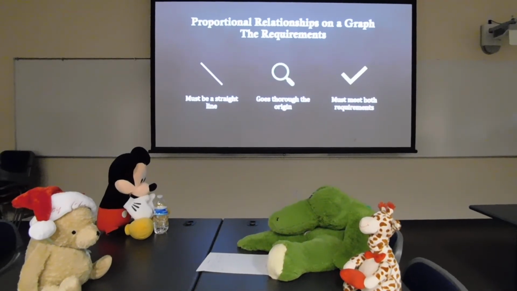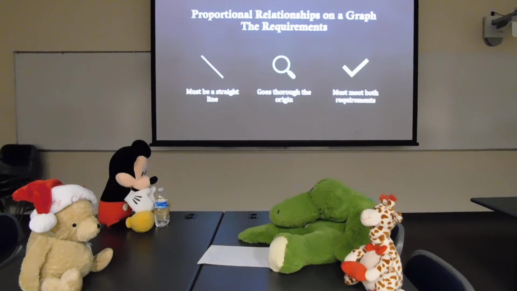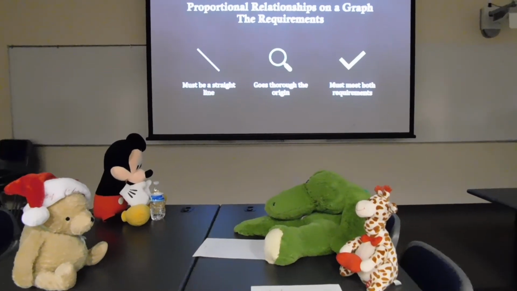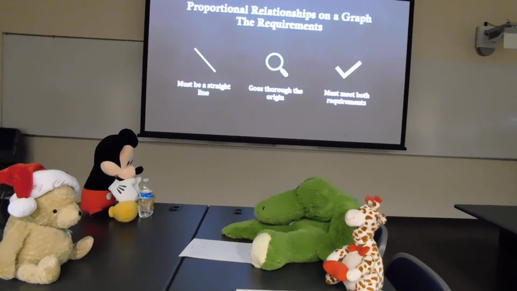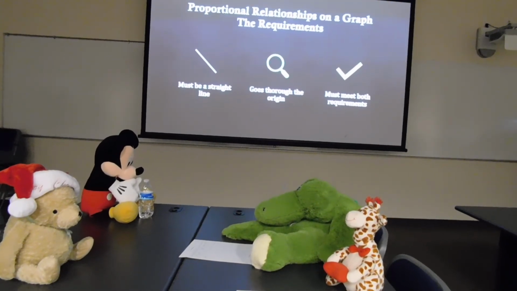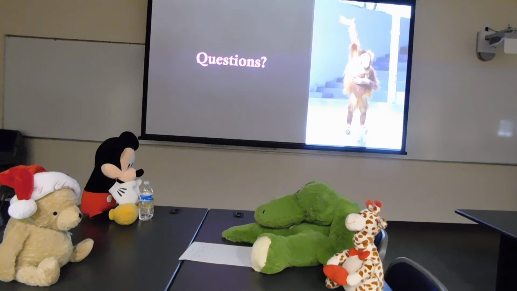Proportional relationships on a graph, the requirements. Let's review it one more time. There must be a straight line, it must go through the origin, and it must meet both requirements. Does anybody have any questions?